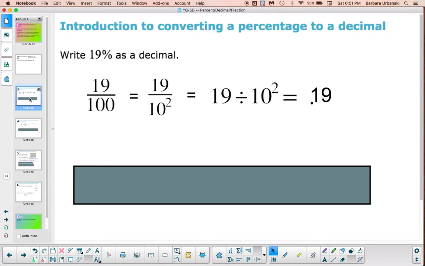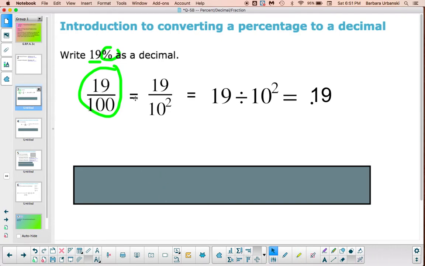It says, write 19% as a decimal. Here we have 19%. I would hope that you would know that if you have 19%, that means 19 per 100. And you could just write it as 19 over 100. And right away, you just have your percent. Anything over 100 is giving you a percent.